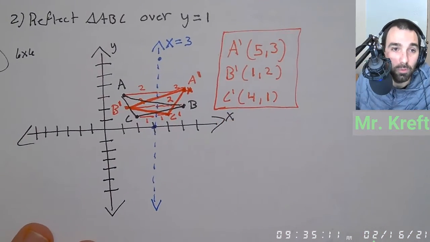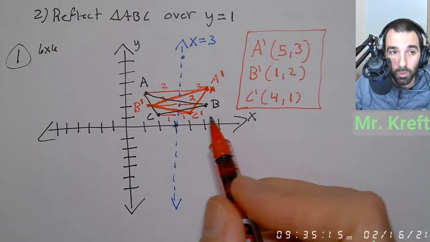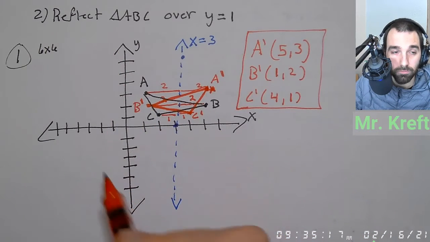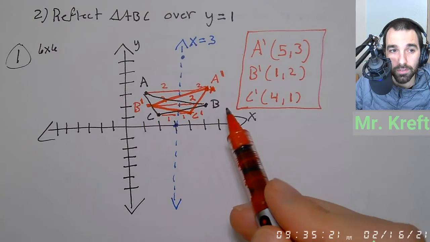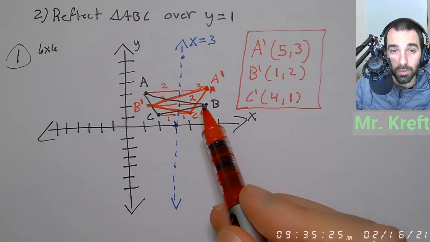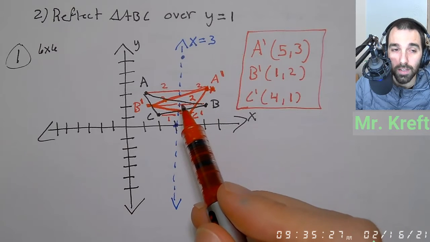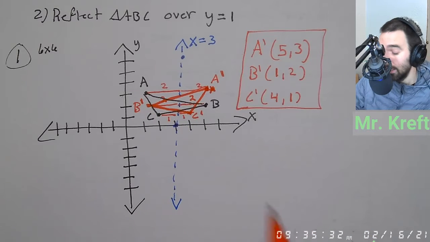Okay, so there's that first reflection. Let's recap what we did here. We just drew a really rough coordinate system. I plotted my original points, A, B, and C. Then I drew in my mirror, and then I find the distance from the pre-image to the mirror, and then I do the exact same thing on the other side. And it doesn't matter what side.